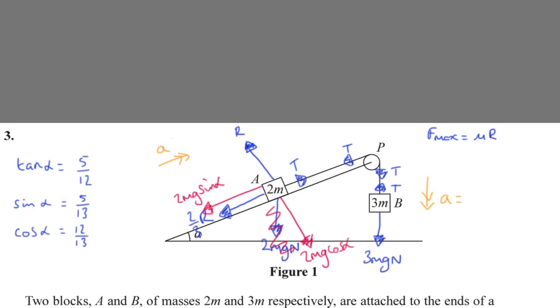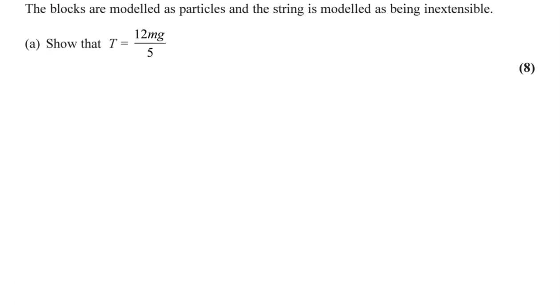So what we're going to do is look at the forces around B first. We know that F will equal ma, so we can say that the resultant of the forces, looking at forces down, is 3mg minus T, and 3mg minus T will equal the mass, 3m, times a.